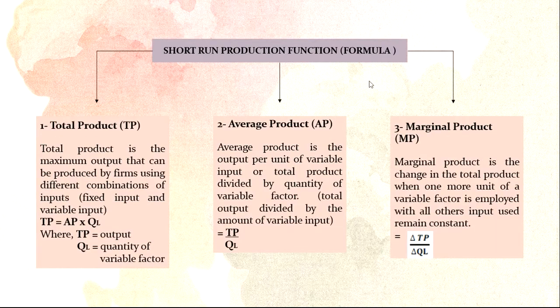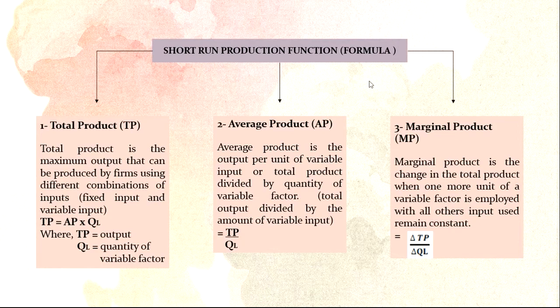Okay, we move to the short run production function formula. We have three formulas. The first one is total product, the short form for it is TP. The total product is the maximum output that can be produced by firms using different combinations of inputs, fixed input and variable input. The formula is total product equal to average product times variable factor.